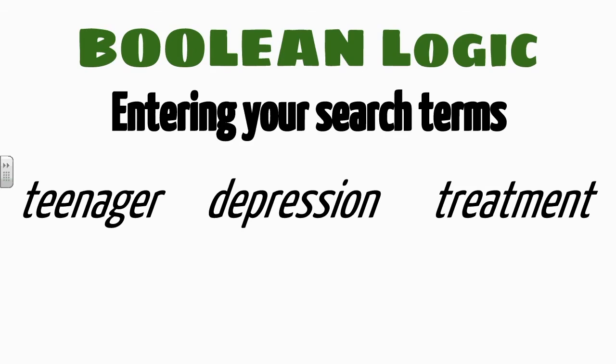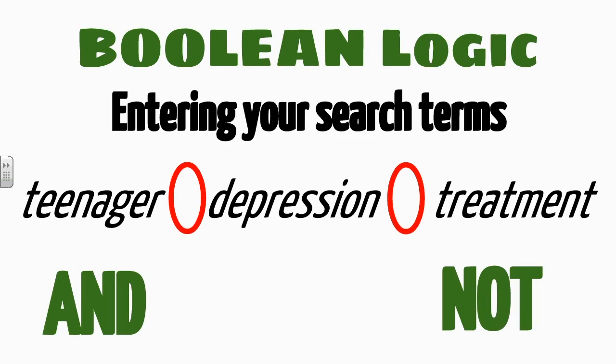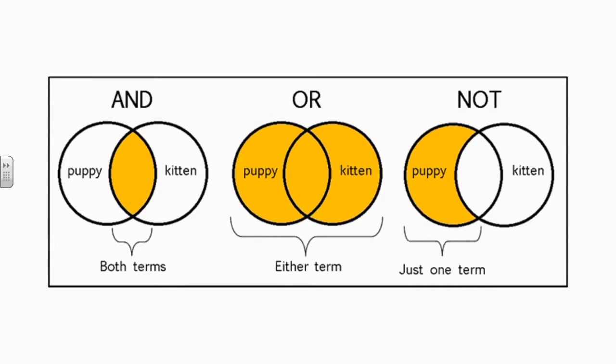We have the words teenager, depression, and treatment. We need to use little words to connect these search terms. And our choices for little words are and, not, and the word or. These words are called Boolean logic. Let's look a little bit more closely at how Boolean logic works. So here you'll see those 3 words we just talked about: and, or, and not.